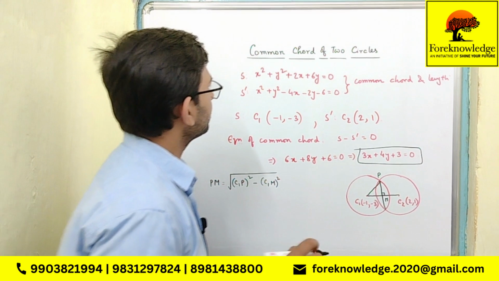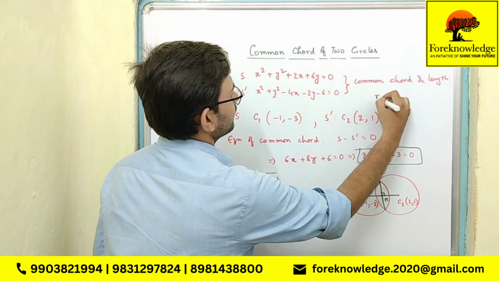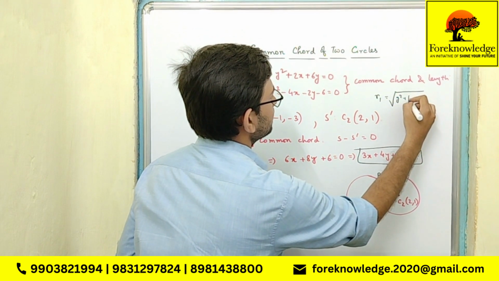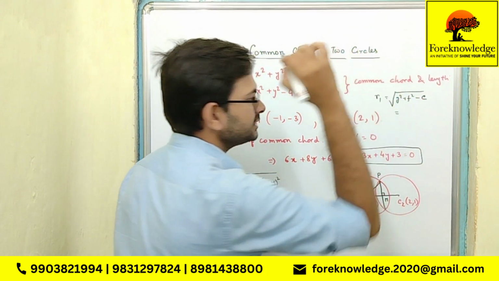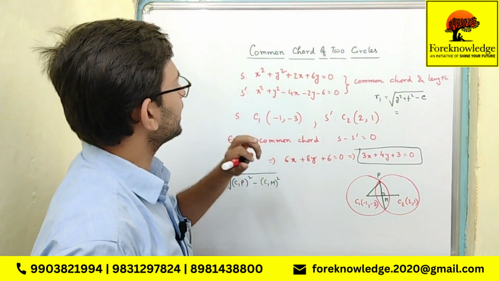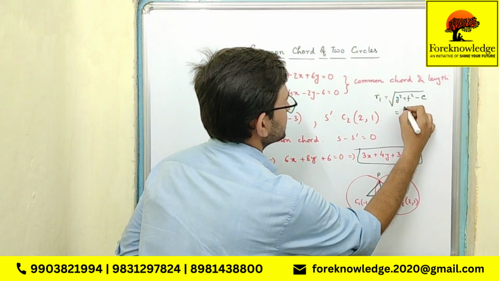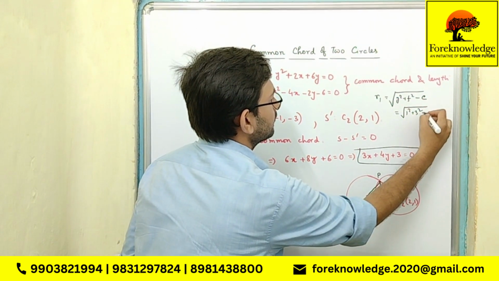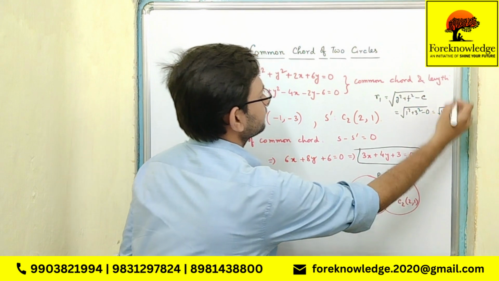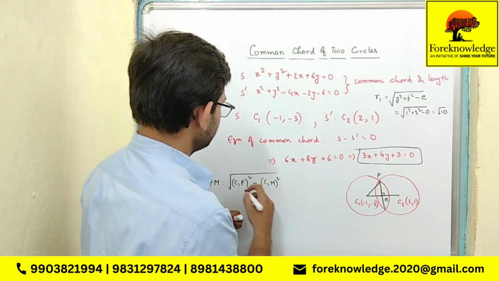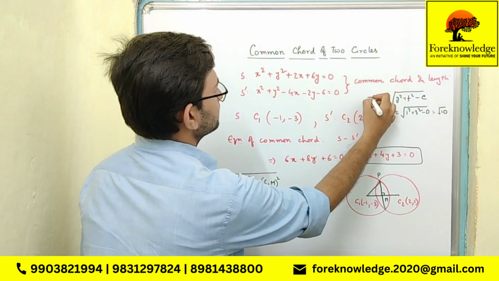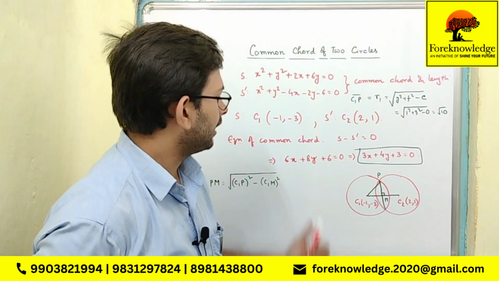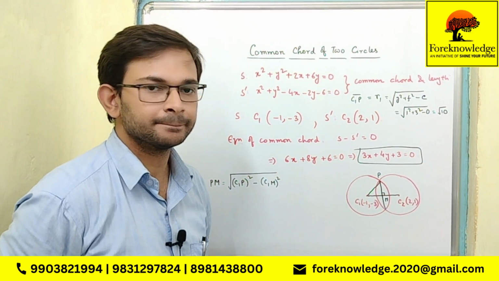Now what is the formula for radius? R1, radius of first circle, equal to root under G square plus F square minus C. Now G is 1, F is 3 and C is 0. No constant term, so C is 0. So 1 square plus 3 square minus 0, that means root under 10. This is R1. R1 means C1P.